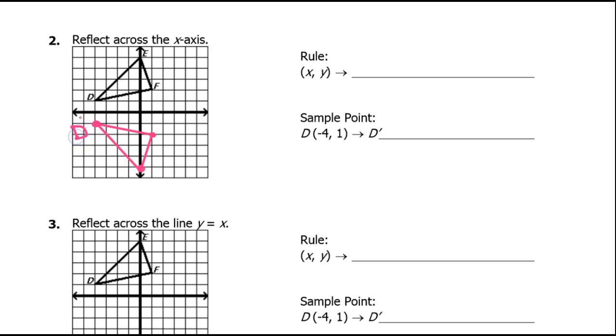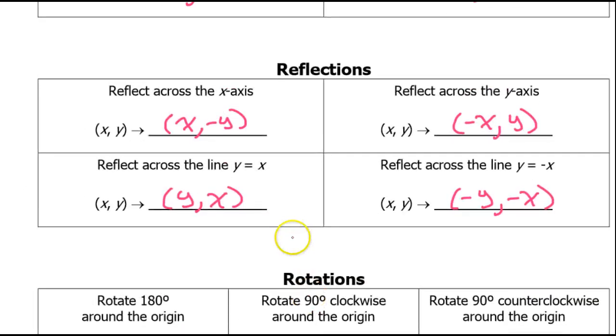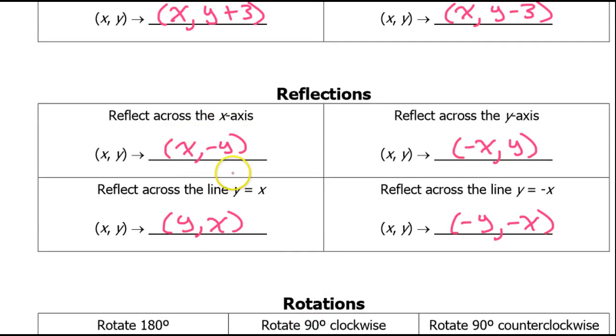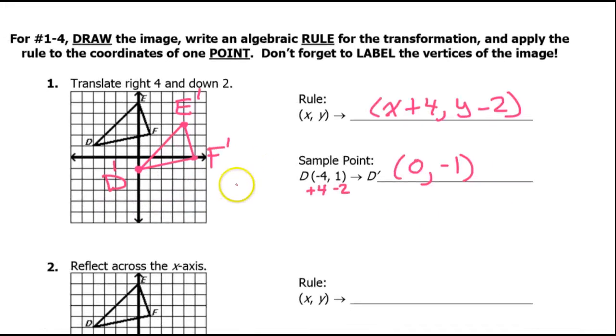So this was D prime, this was F prime, and this was E prime. Don't forget to label. Now, the rule for reflecting across the x-axis, remember we did it up here. It's x, opposite of y. Memorize that.